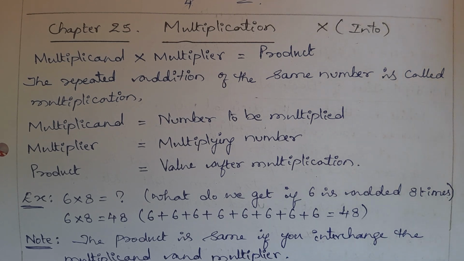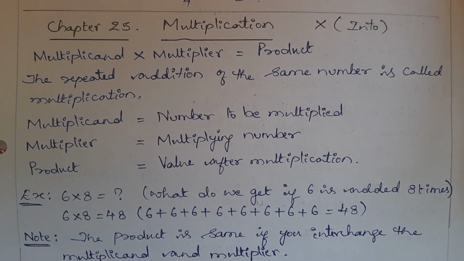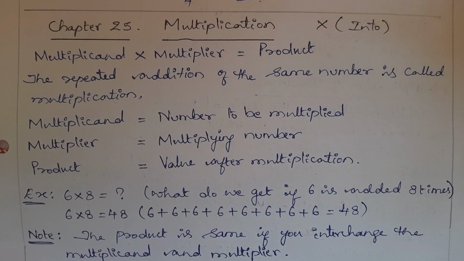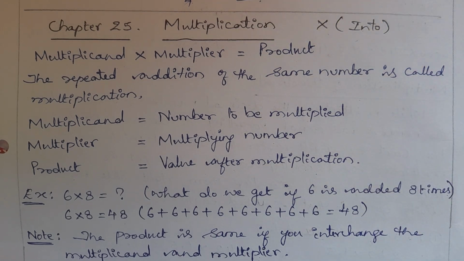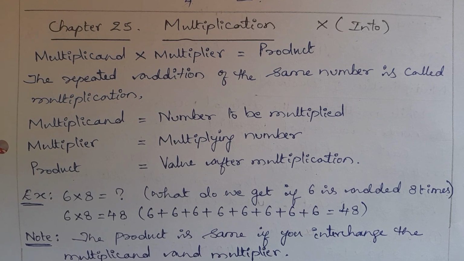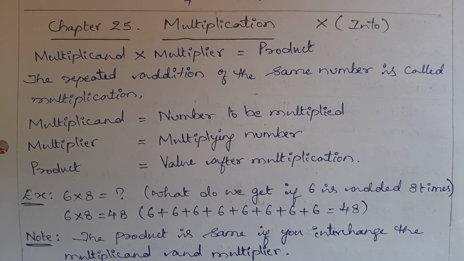Section 2 Mathematics. Chapter 25 Multiplication. Symbol is into symbol. Multiplicand into multiplier equal to product. So product is nothing but multiplicand into multiplier. The repeated addition of the same number is called multiplication. So multiplication is nothing but repeated addition of the same number.